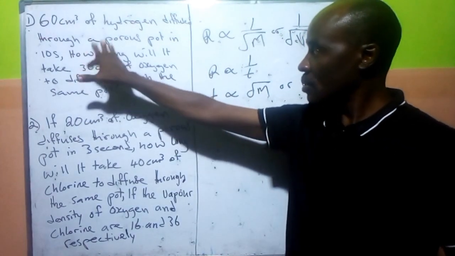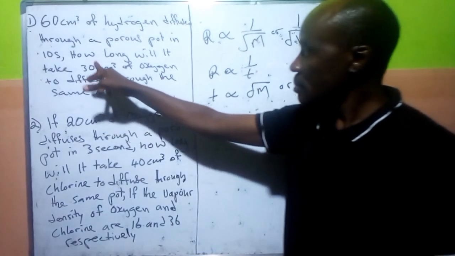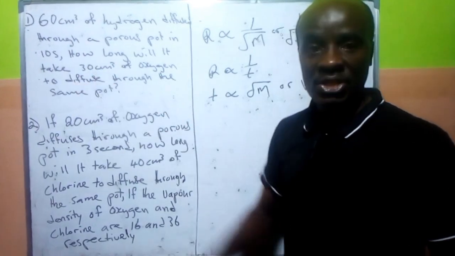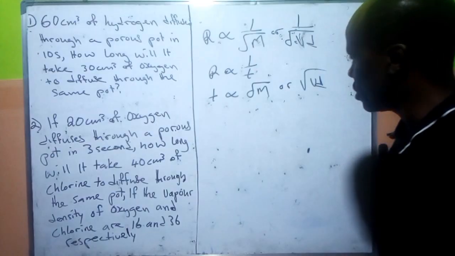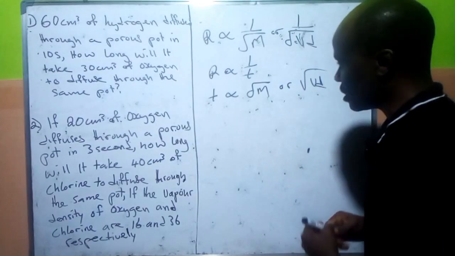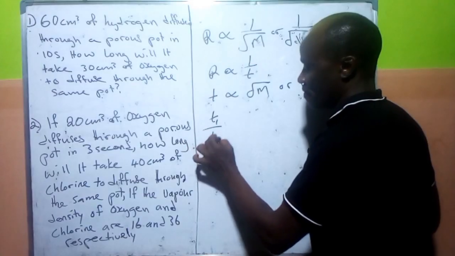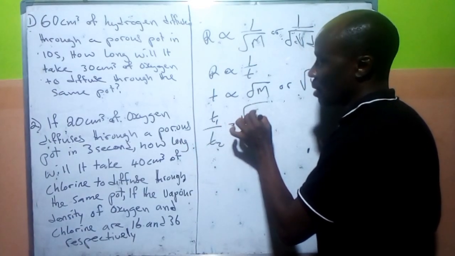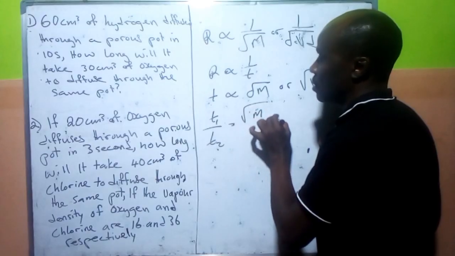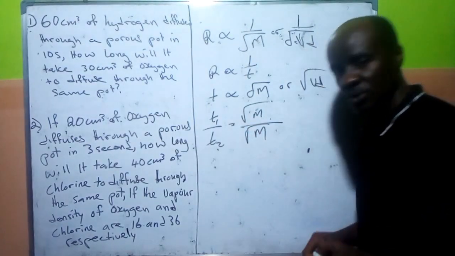The question has already stated that we are finding the time it takes 30 cm cube of oxygen to diffuse. Now, what are we going to do here? We are comparing the two gases. If you have to compare the two gases, we have the rate or timing, and then we have the square root of the molar mass. That's what we're going to go with.